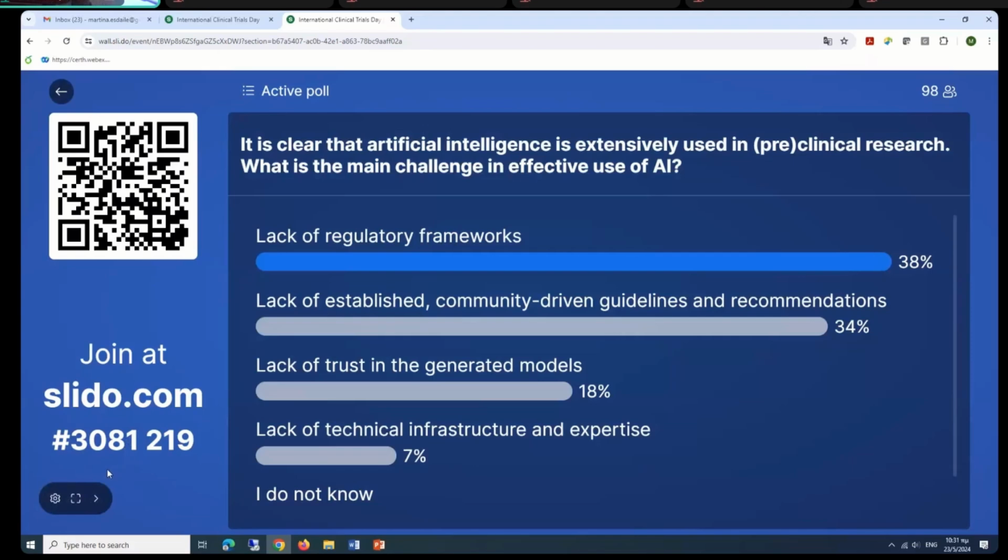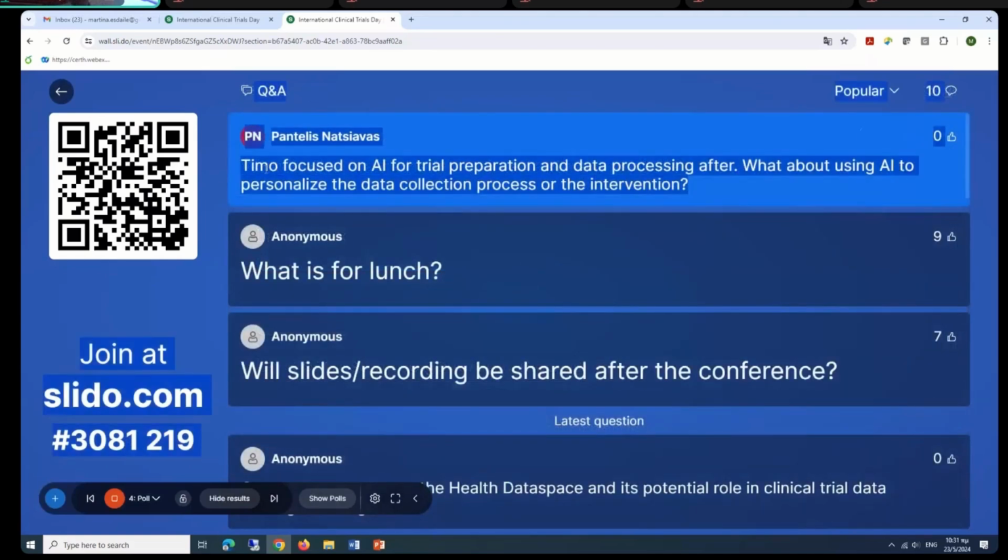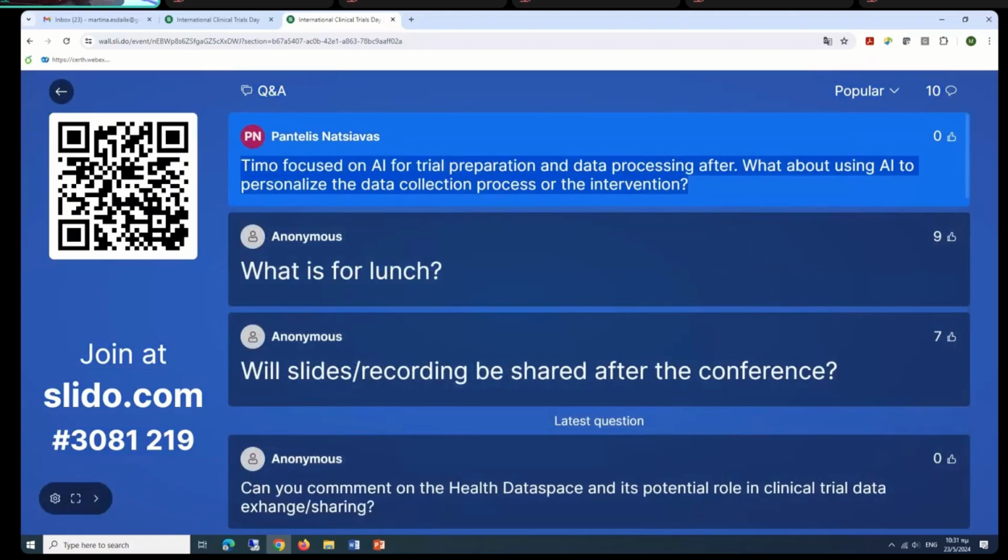So anyway, going to my question, Timo, you mentioned very nice applications of AI, mostly focusing on trial preparation and data processing after the data are collected. I was wondering if you have any insights or good examples about using AI to personalize the data collection process or even the intervention per se, because this is also a key issue if you ask me, how we could avoid unnecessary data collection from patients and reduce their burden.